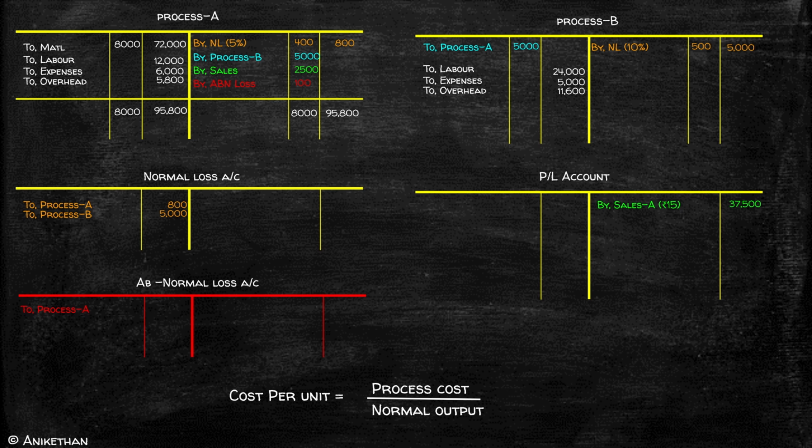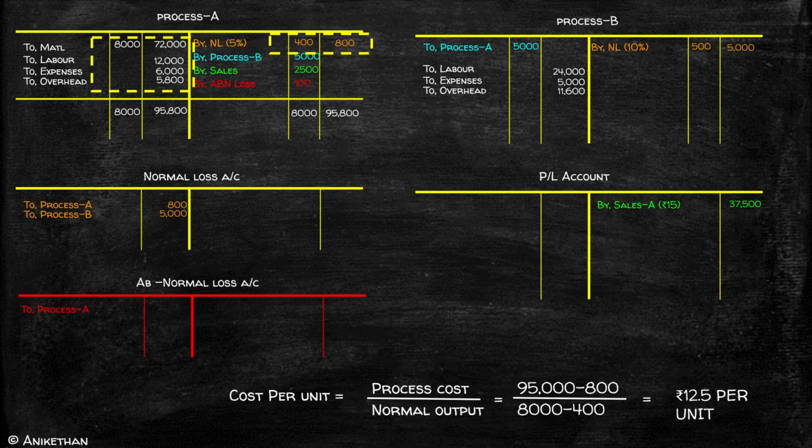So what is process cost? The elements represented on the debit side are your process cost: material, labor, expense, and overhead. From this I have to subtract the normal loss. That comes in the numerator. The input is 8,000 units, and with normal loss I should get 95% as normal output, so my normal output is 7,600. When I calculate this, I get a cost per unit of 12.5 rupees. I multiply this by the respective units and represent the value.